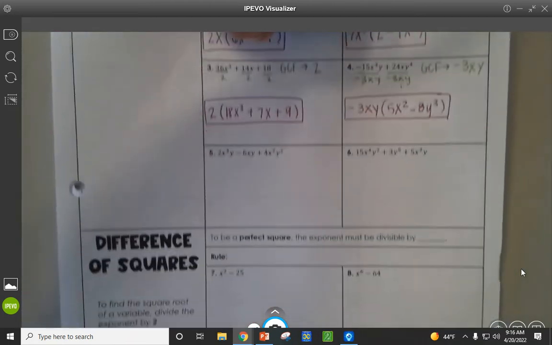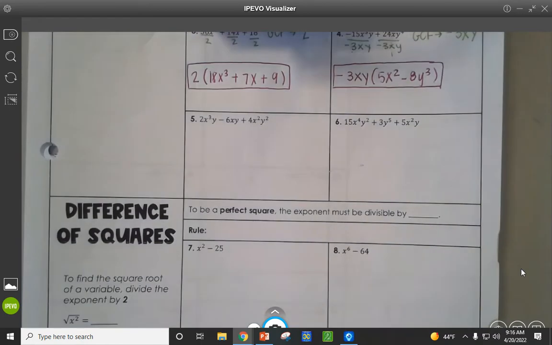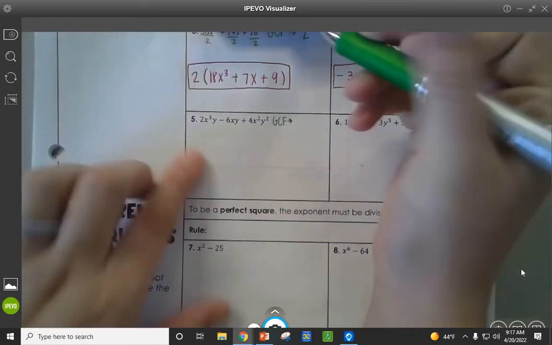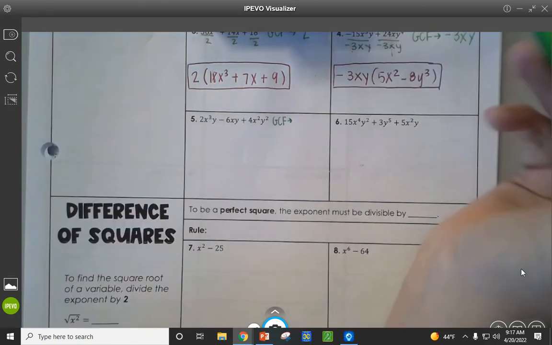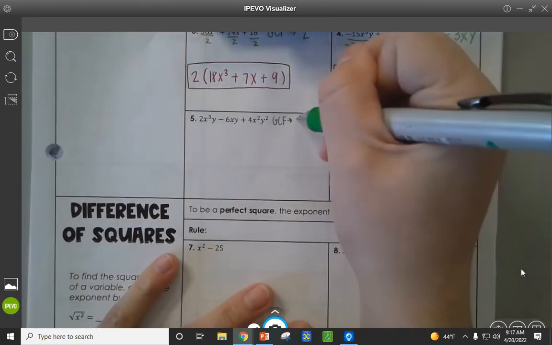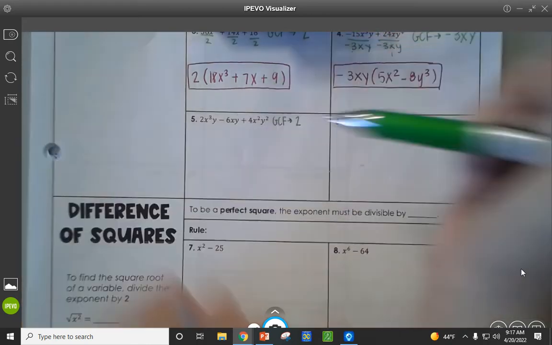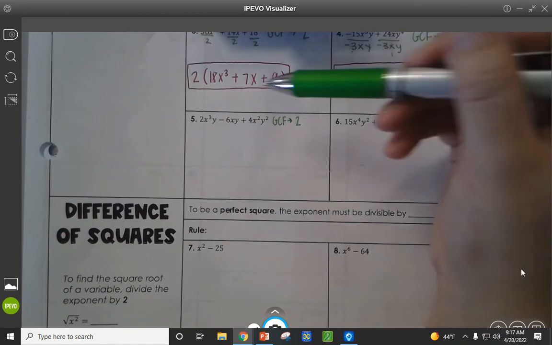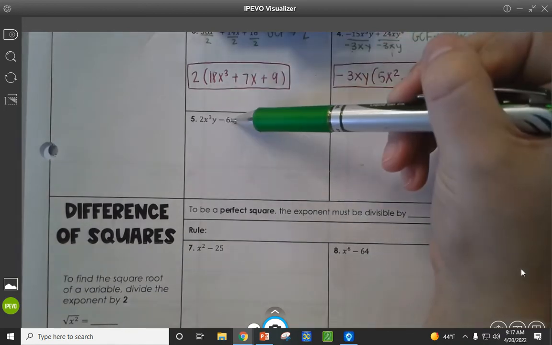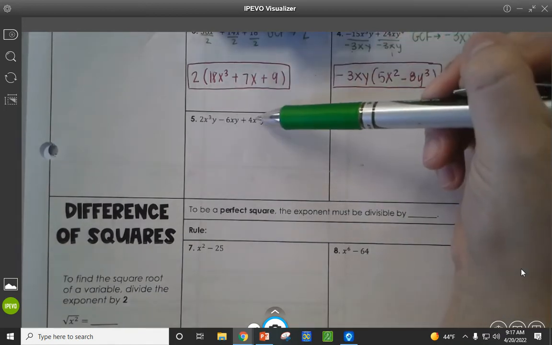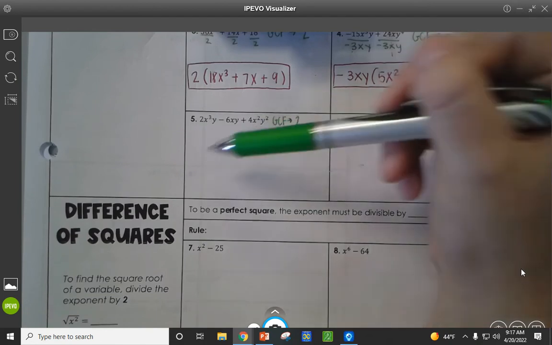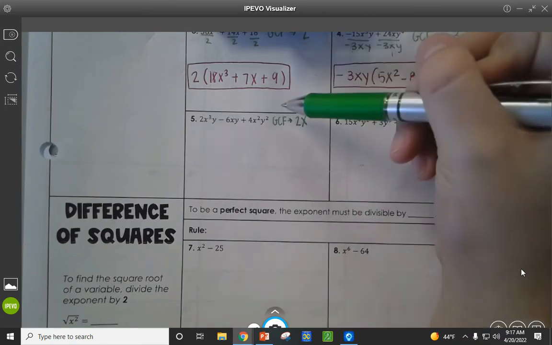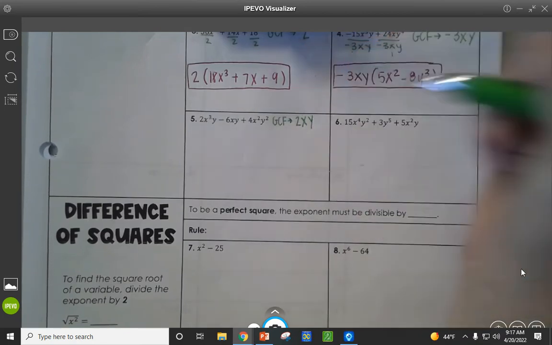Number 5, we have 3 terms. So look at your numbers first. What can you divide 2, 6, and 4 by? Just 2. Now look at all 3 of them. How many x's do they all have in common? 1. This one has 3. This one only has 1. This one has 2. So they only have 1 total in common. And then what about the y's? How many? Just 1 y.